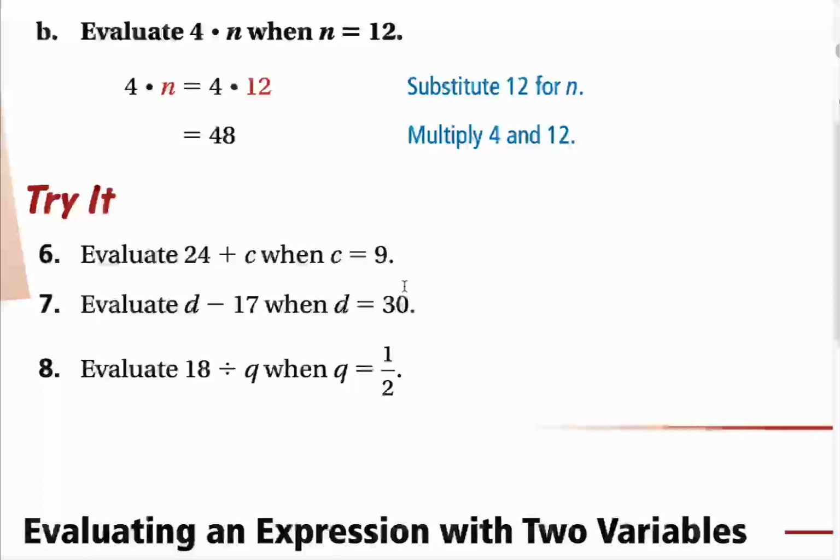Yes, teacher, I'm Diaa. Okay, Diaa, go ahead. Evaluate 24 plus C. Well, C is 9. So we'll remove C and we'll put 9. Okay. 24 plus 9 equals 33. Okay, so the answer is 33. Good work.